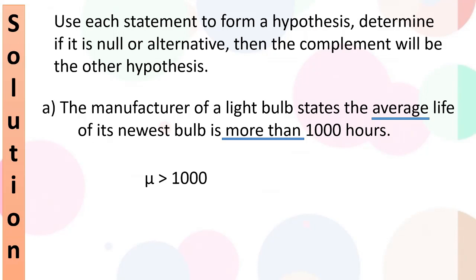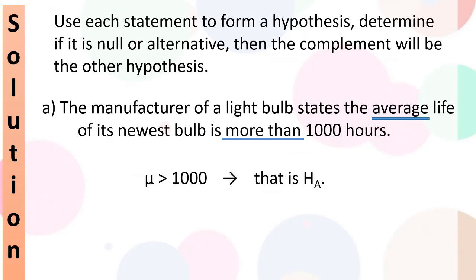So to determine which hypothesis we have, we're really asking, do we see an equal sign or not? If we see an equal sign, then it's a null hypothesis. If there's no equality part of it here, then it's the alternative hypothesis. So this is not greater than or equal to, it's just greater than. It's strict inequality. And that makes this the alternative hypothesis.